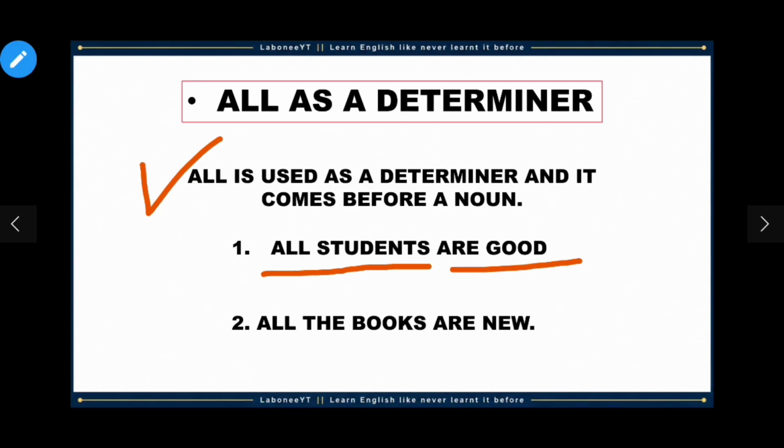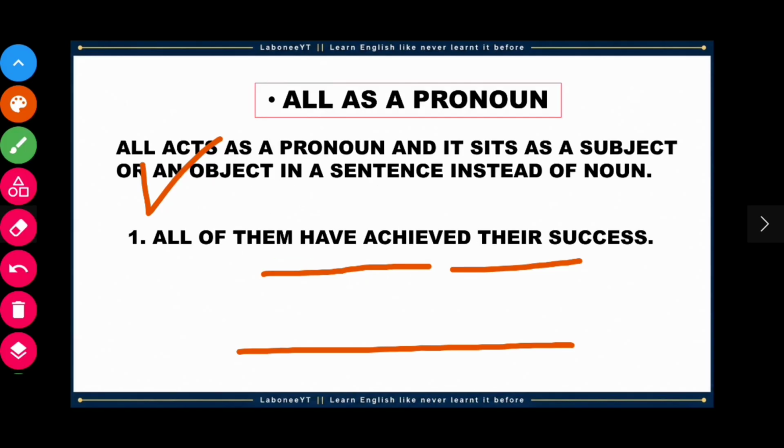Which is a noun. And that's why before this plural form of student, all works as a determiner to determine the students who have some sort of goodness, or who are good. It determines the goodness of the students. So in this way, also all the books are new. All the books are new. Here all determines the quality of the books, which are completely new. So in this way, we can write all as a determiner too. So this is the main thing here.